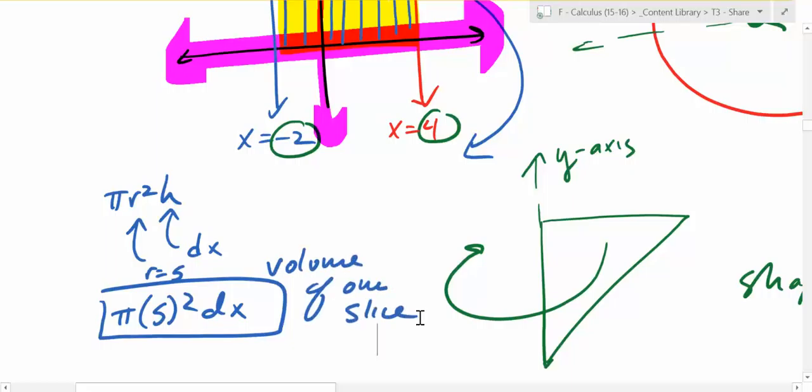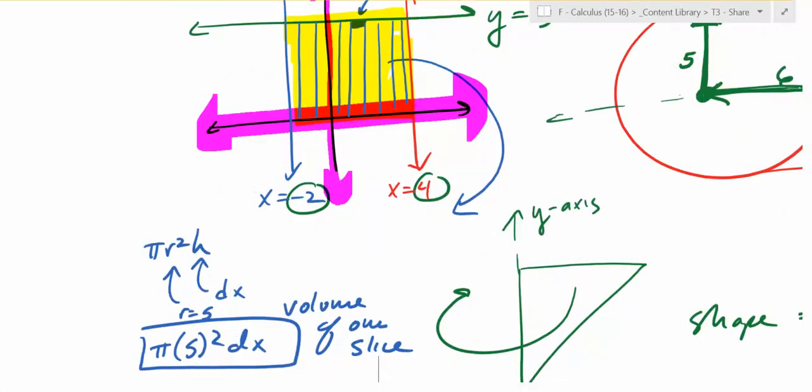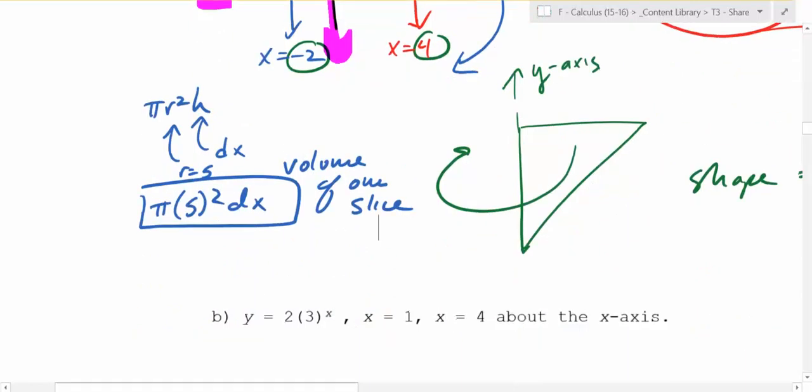How many slices are there total, though? A lot. What's the proper way to say a lot in math? An infinite number of them. What did we learn how to do with integrals? How many rectangles did we add together when we used the integral symbol? An infinite number of them. So we're actually integrating how many of them? Starting at what? Negative 2 and going to 4 of what? Pi times 5 squared dx.